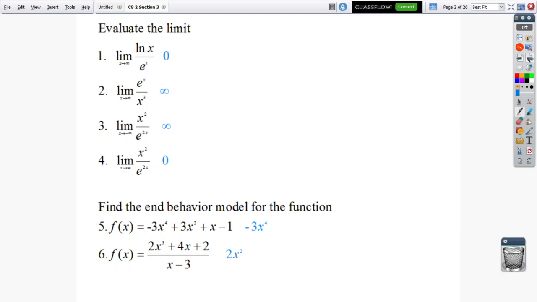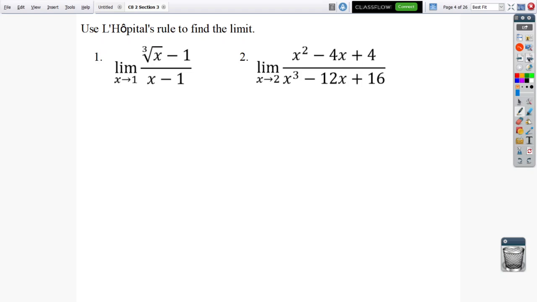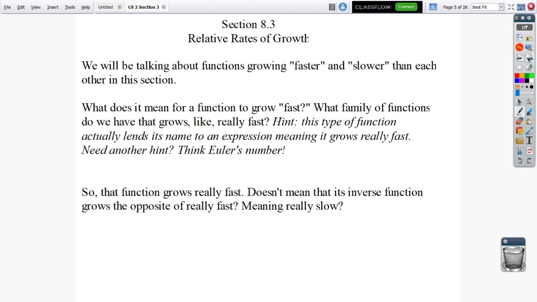All right, so let's get into the technical ways. Oh, we don't need to do that because we're not doing homework quizzes. All right, so let's get into what I mean by faster and slower. So we will be talking about functions growing, quote, faster and, quote, slower than each other in this section.